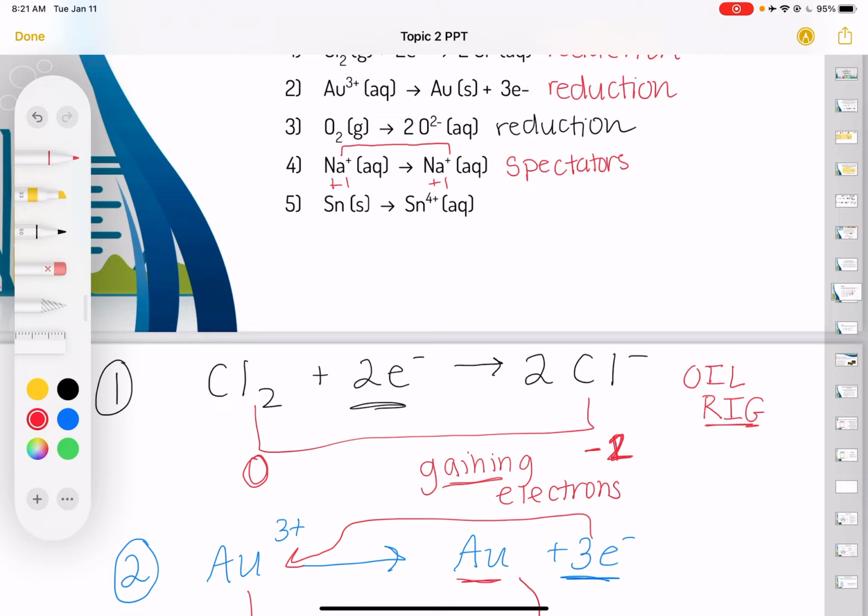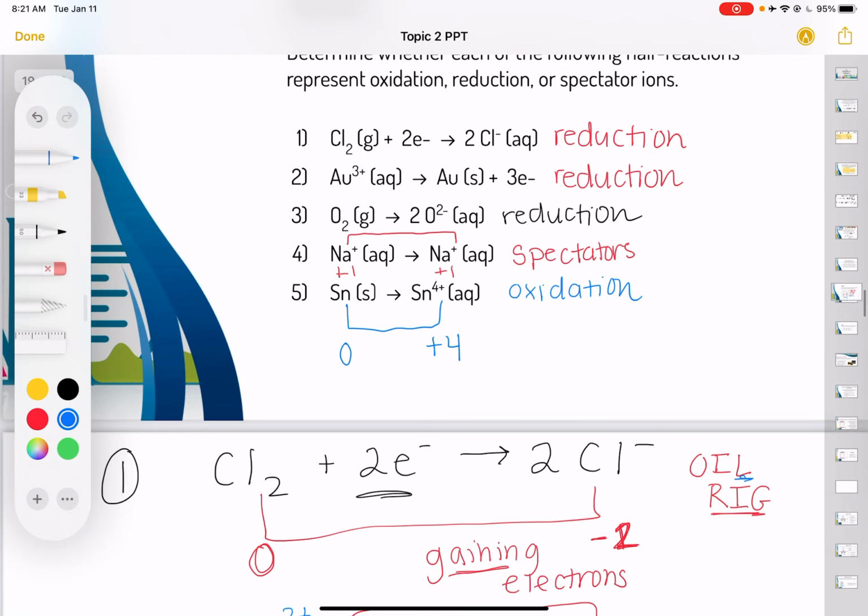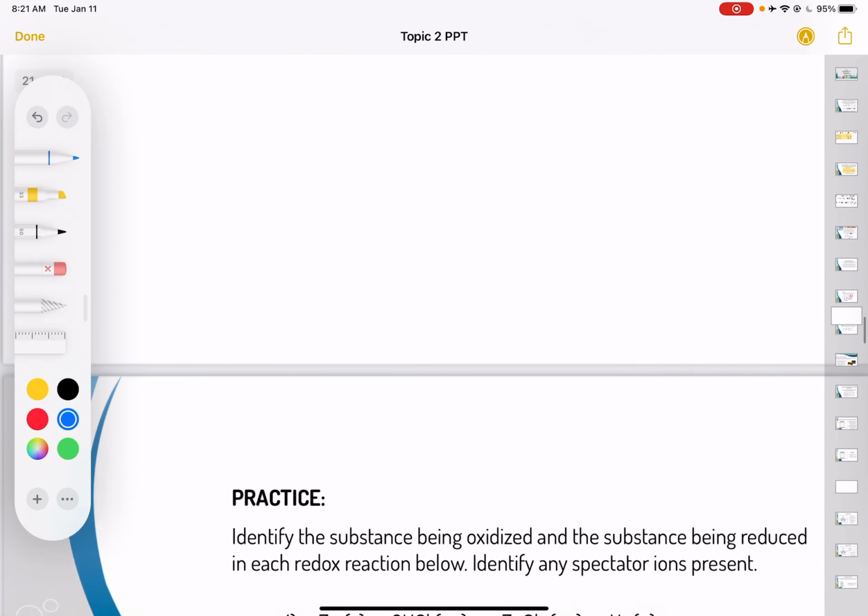And then the last one, Sn, goes from being 0 to +4. So this becomes more positive. When something is more positive, it is losing electrons because electrons are negative. So if we look at our oil rig, losing is O. So this is an oxidation. Okay. So that's how we do these types of reactions.